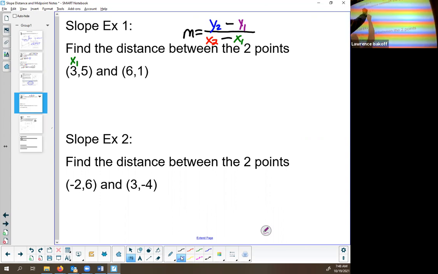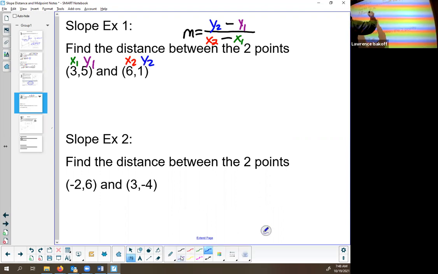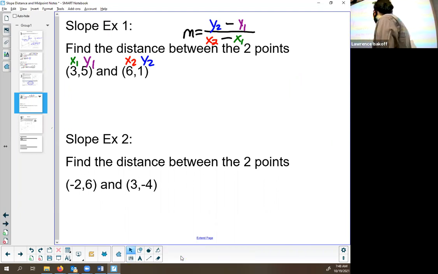X1, Y1. So I have the color right. Yes, I do. Then I have X2, Y2. So now, again, I'm just going to put this in. This one's not going to be too bad to do on our own. We can also utilize Desmos. Now, slopes I always want to leave as fractions.